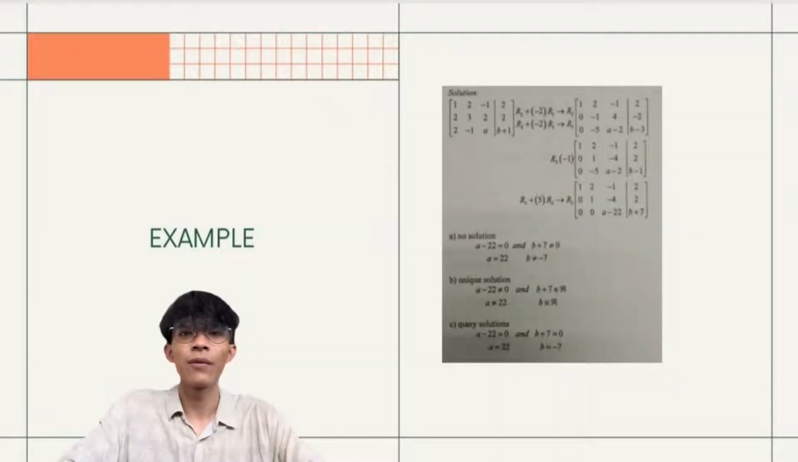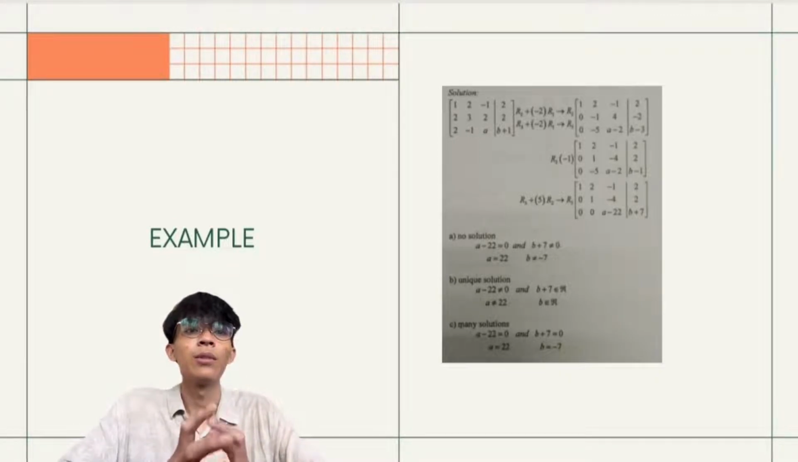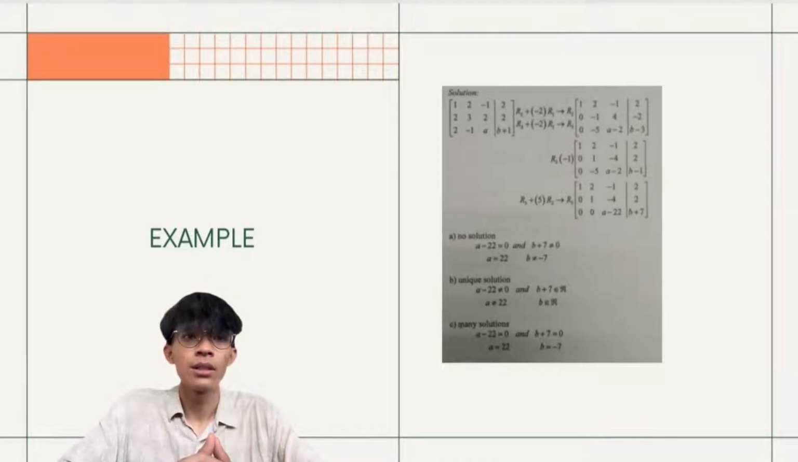Okay, now time for the example. Consider the following system of linear equations. Now determine the values of a and b such that the system above has (a) no solutions, (b) a unique solution, and (c) infinitely many solutions. So now here are the solutions.